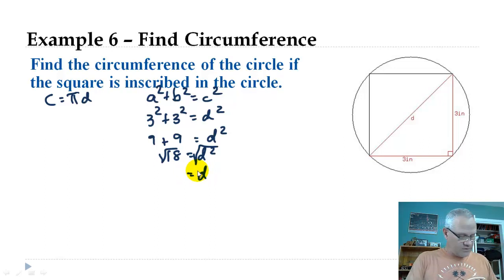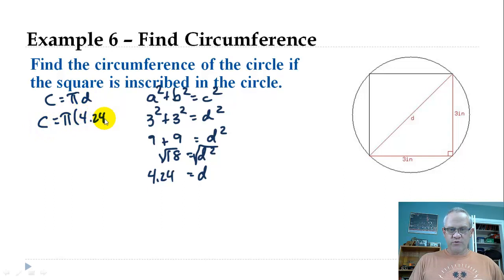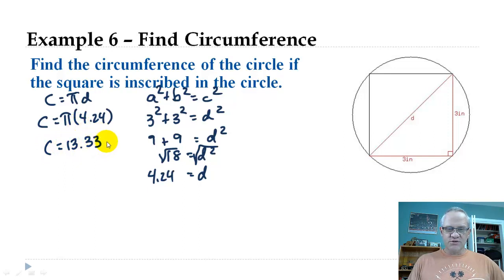I'm not even going to try my calculator online; I'm just going to go to this one. Square root of 18, and so the diameter here would be approximately 4.24. About 4.24 is this distance here. So to find the circumference, we just plug that in. Circumference equals pi times 4.24, and then just type that in our calculator. I get about 13.33, so the circumference is about 13.33 inches.